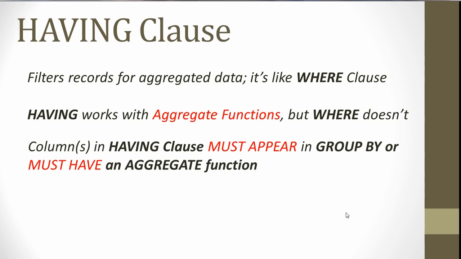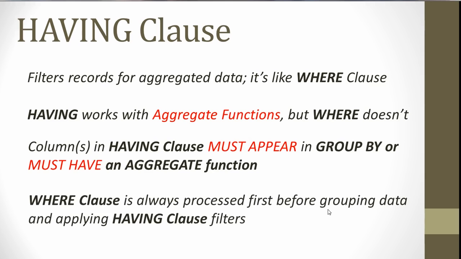If you have columns in the having clause, then they must either be in a group by clause or they must have an aggregate function tied to them. Once again, it's easy to say, but things will become more clear when we run some examples. Now let's say you have a where clause, a group by, and then a having. How are they processed? Whatever filter you have in the where clause is always processed first. Then the data are grouped, and finally the having clause filters are applied on the grouped data.